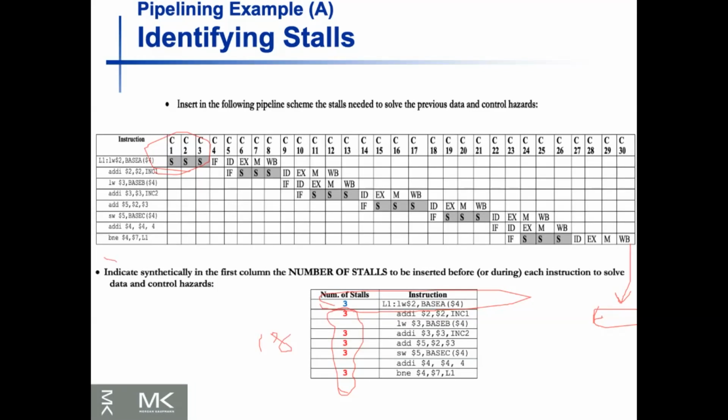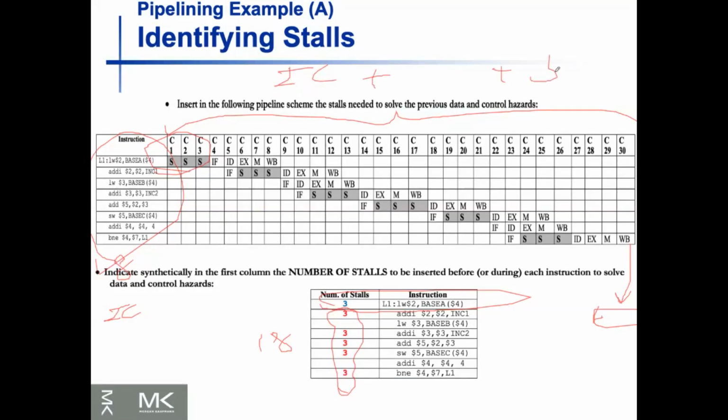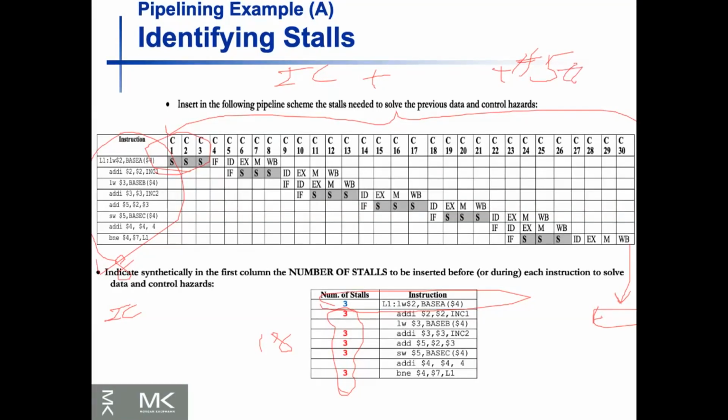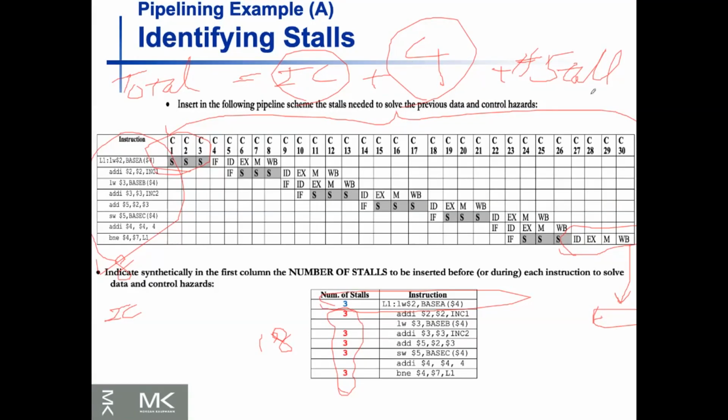When you have 8 instructions, an instruction count (IC) of 8, the overall number of cycles would be instruction count plus number of stalls, which in this case is 18. And then we have a 4, because in a 5-stage pipeline we need 4 cycles to wind down the pipeline. So the total is always the number of instructions, which is 8 in this case, plus 4 for the 5-stage pipeline, plus the number of stalls, which is 18 in this case.